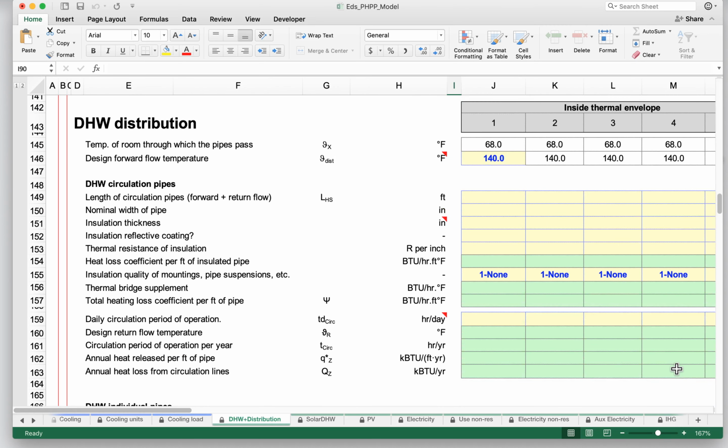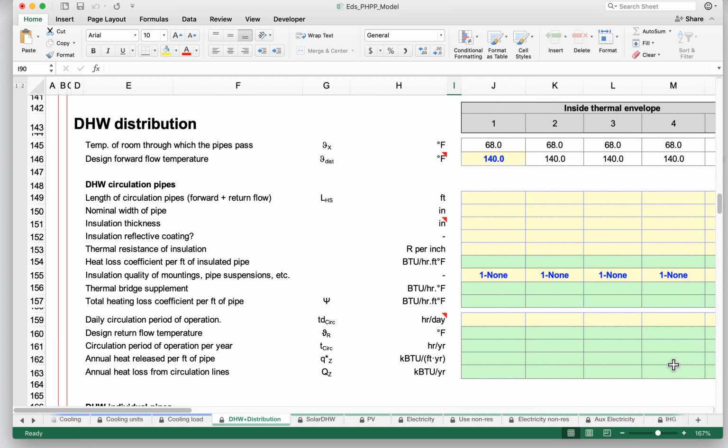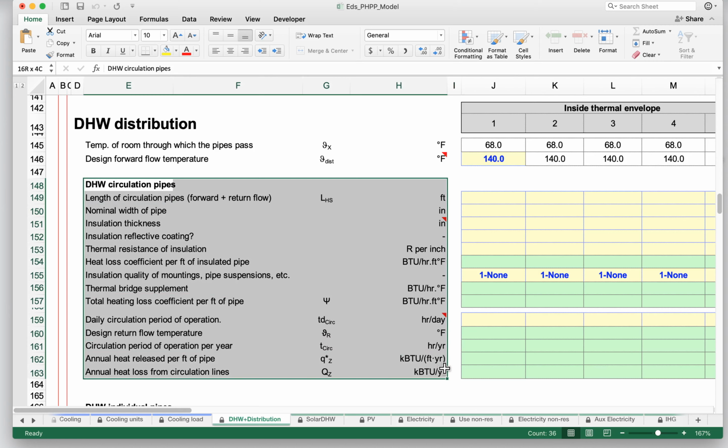So the next section here has to do with our distribution. So here's where we're going to start to have to actually model in some elements here in order to calculate heat loss. So we are asked to input a whole bunch of information around the piping in our building. So the first thing we're asked to input is information around the circulation piping of our building. So this whole section here has to do with circulation piping.